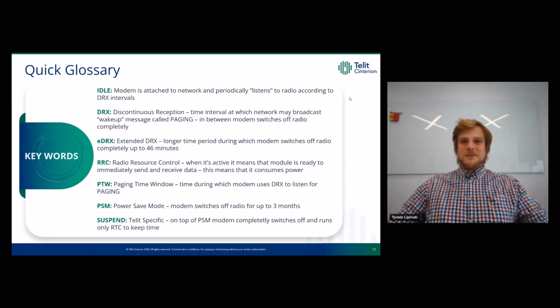Later on, we have the RRC, Radio Resource Control. I will use this term a lot because when RRC is active, it means that the modem is actively sending and receiving data, even though we are not sending any IP traffic. This means that the modem is actively consuming power, outputting RF and decoding the RF from the base station. Next, we have the paging time window, PTW. This is the time during which the modem uses the DRX time to listen for paging, and PTW is in the eDRX cycle.